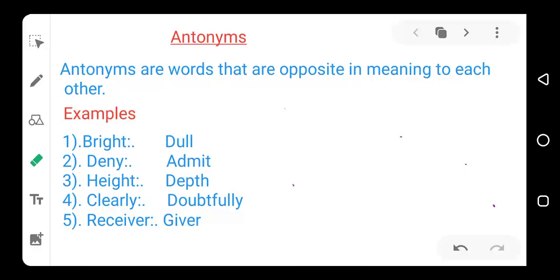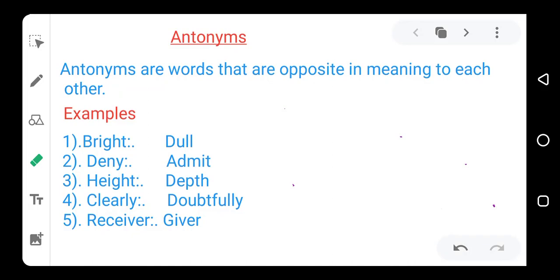In today's lesson, we want to learn what we call antonyms. Antonyms are words that are opposite in meaning to each other. Words that are opposite in meaning to each other, we call them antonyms. We have antonyms in nouns, pronouns, verbs, adjectives, and adverbs. You know these things as the different parts of speech.